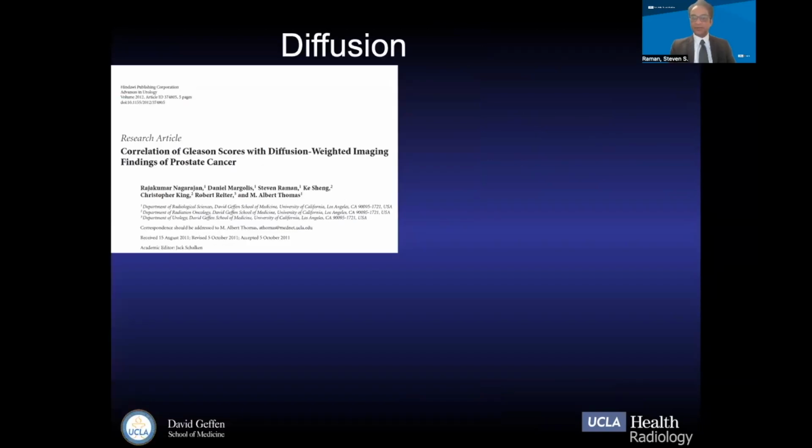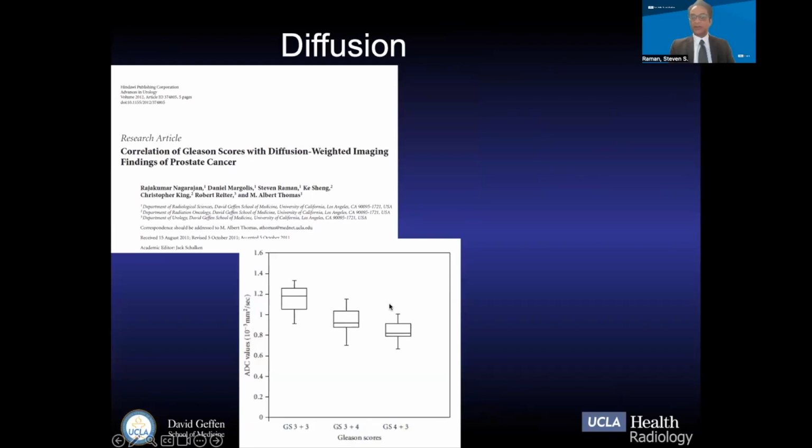We've known that diffusion-weighted imaging especially correlates with aggressive histology, with increasing Gleason group scores with decreasing ADC.